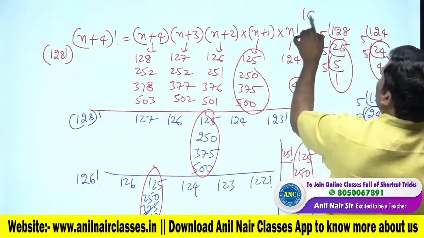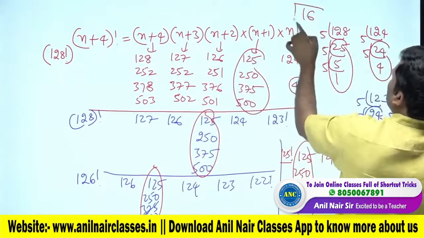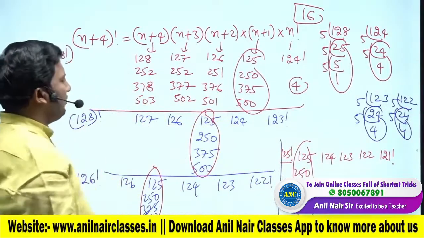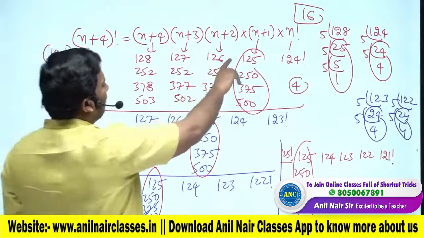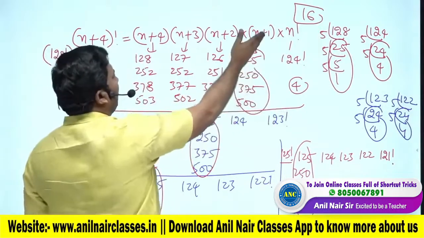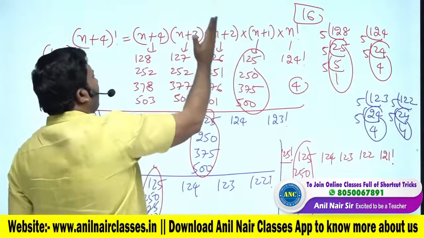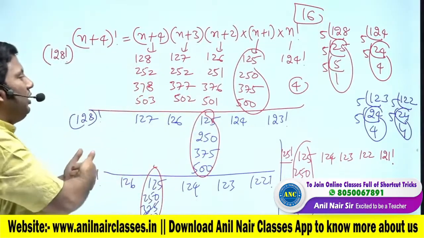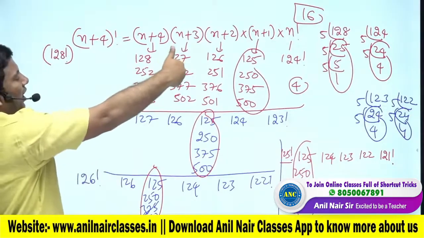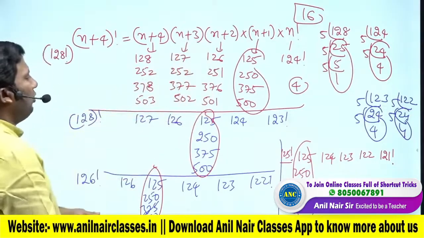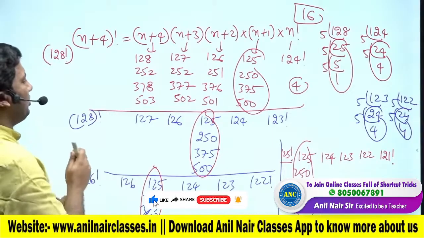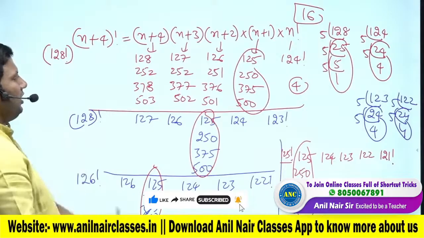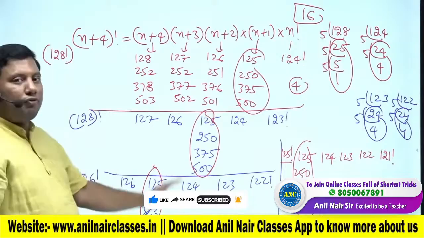What will be the answer? 16. Answer will be 16. I hope the idea is clear. So it's very easy. There are 4 multiples of 125, and it can take any one out of the 4 cases. 4 into 4, 16. The idea is to tell you how the value of n is changing. Is it clear? So 4, 4, 4, 4, total 16.